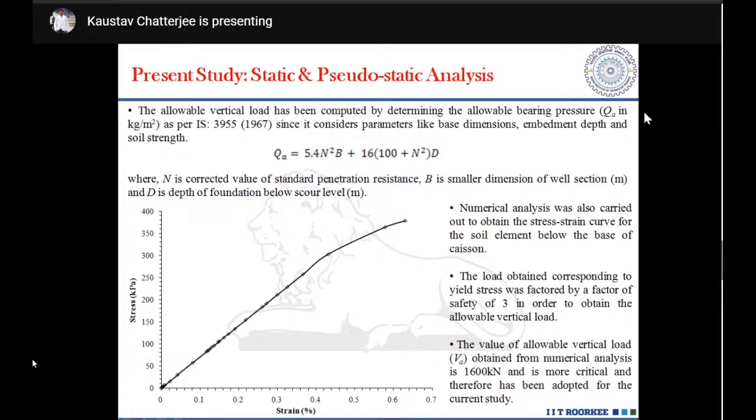Now, the problem is that this particular correlation given by the IS code is almost out of date. It's almost obsolete and no one uses it. So what we have done, we have considered a typical soil element and carried out a numerical analysis of the soil element to determine the stress strain curve of the soil. At the point where the curve changes its slope or changes its sign, we have taken that as the yield stress, and we have multiplied it with the base area of the caisson to determine the ultimate load, which has been divided by a factor of safety of 3 to obtain the allowable vertical load, which in the present study has come out to be 1600 kilonewtons.